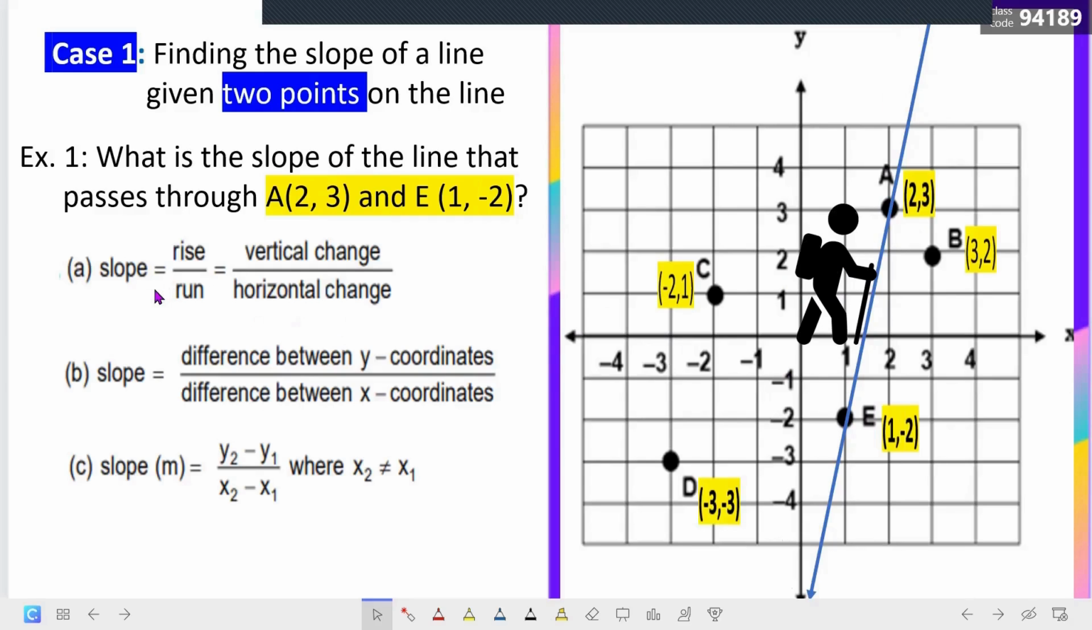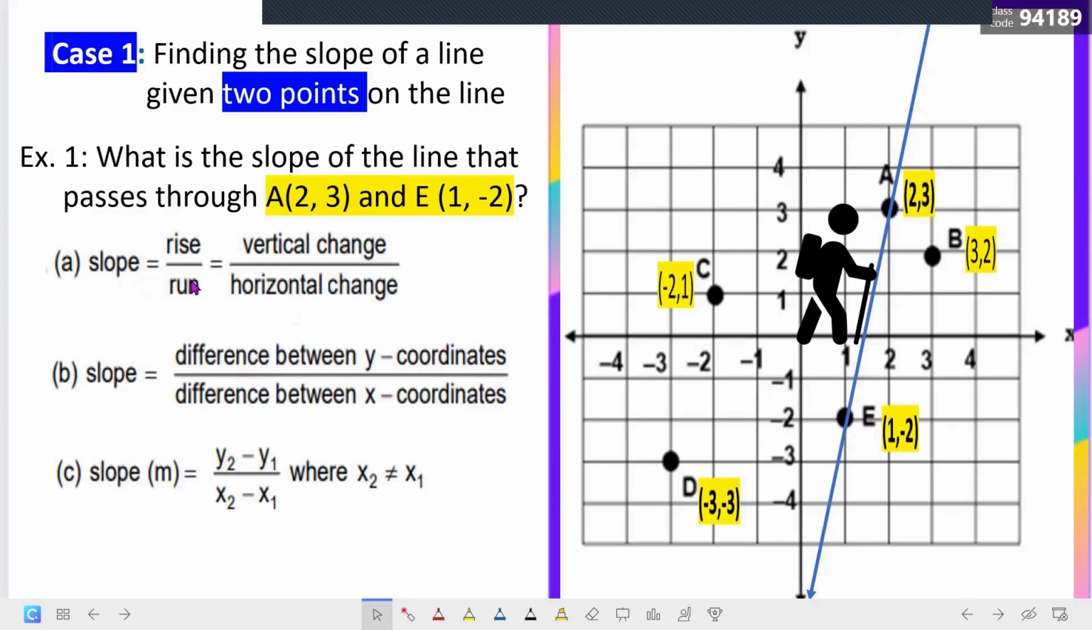We know by definition that slope is the rise over run, or the vertical change over horizontal change. Now, how do we know the vertical change? We will find the difference between the y coordinates of these 2 points, and we divide that by the difference between the x coordinates of these same 2 points. For example, this is the distance that you can see between the 2 points along the vertical. This is the vertical change. So we will find this distance between them.